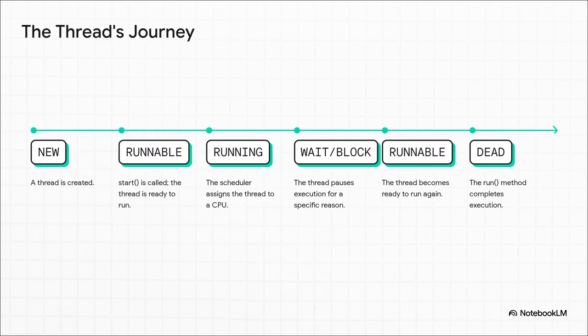And there you have it. Let's do a super quick flyby of the whole journey. It starts as new, then start gets called and it becomes runnable. The scheduler picks it and it's running. It might pause to become waiting or blocked, but it always comes back to runnable. And finally, when the run method is all done, it enters the dead state for good.